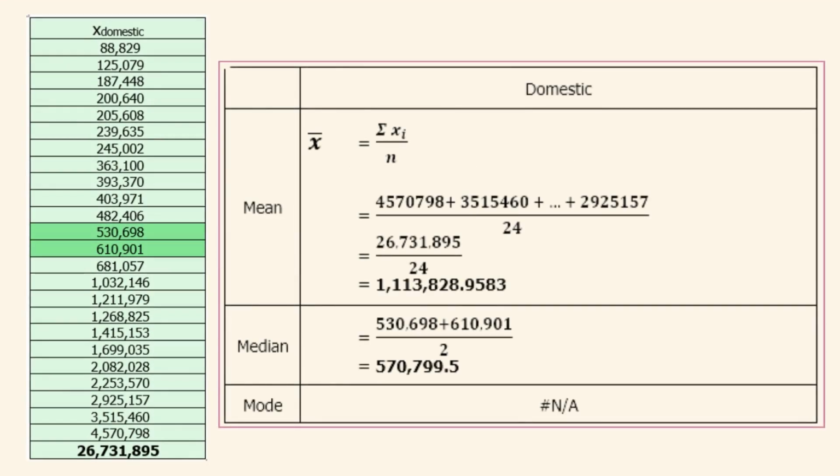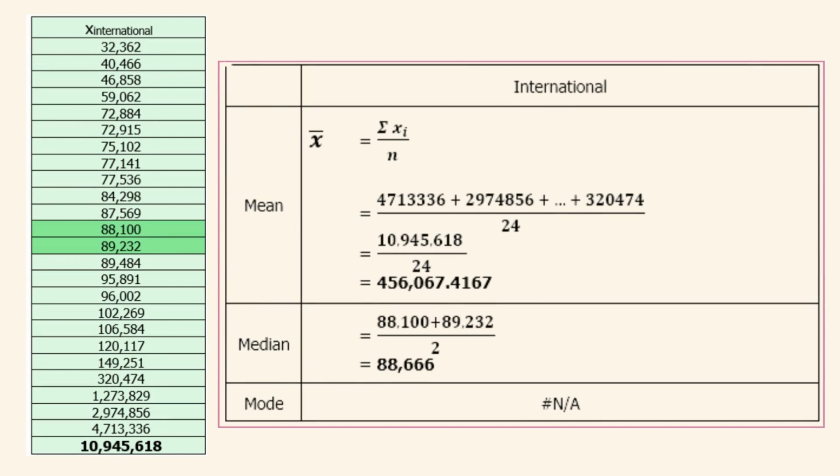So, the mean of domestic is 1,113,828.9583 and the median is 570,799.5 and the mode is not available. The international mean is 456,067.4167 and the median is 88,666 and the mode is not available.